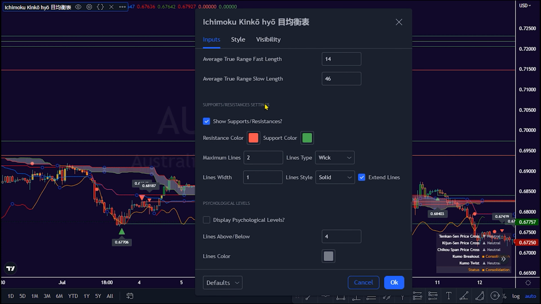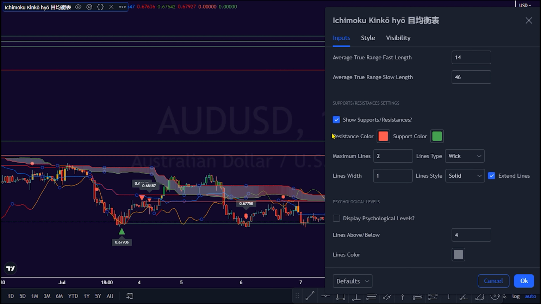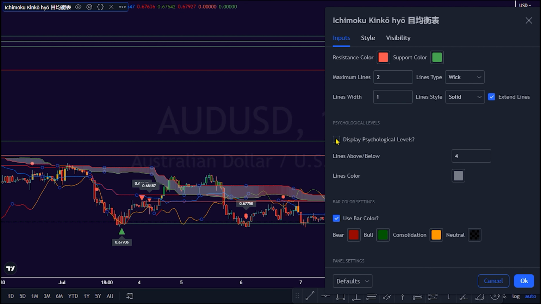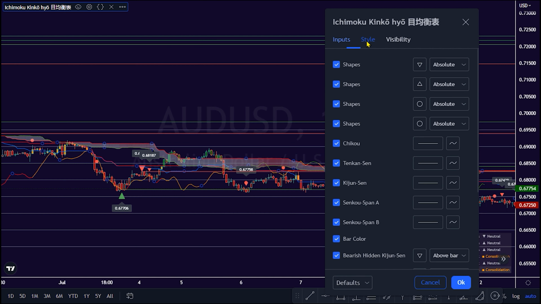Under the Support and Resistance settings, this option helps to plot horizontal lines on the trading chart. The resistance will be plotted in red color, while the support will be plotted in green color. There is also the option to plot psychological levels on the chart. Enabling this option will allow the plotting of the psycho levels.